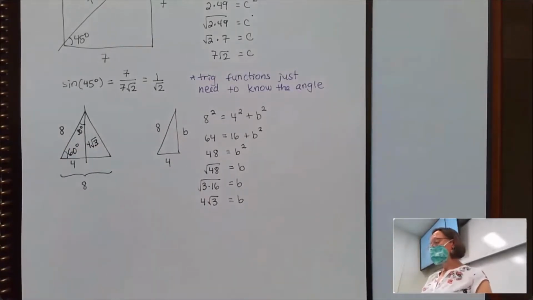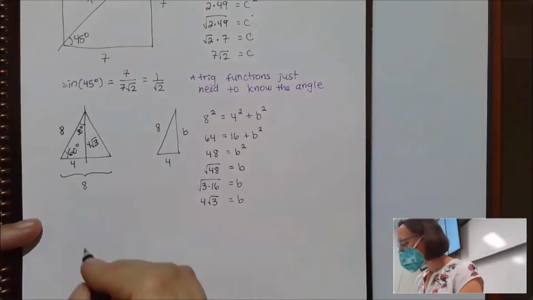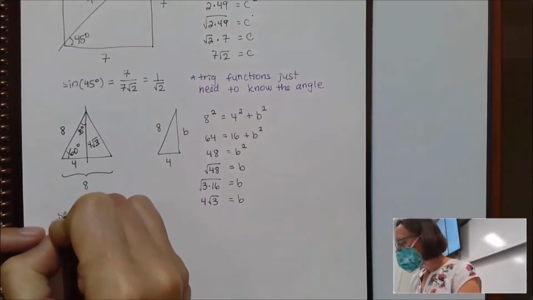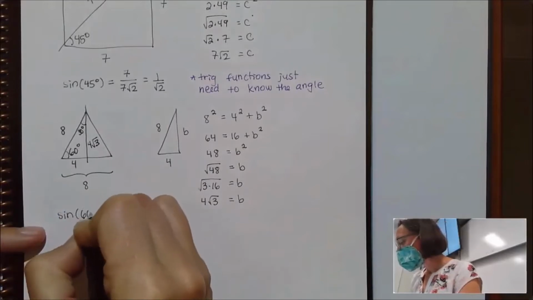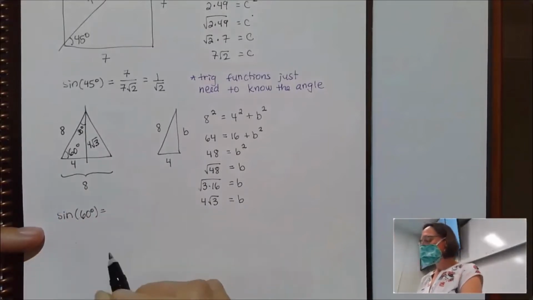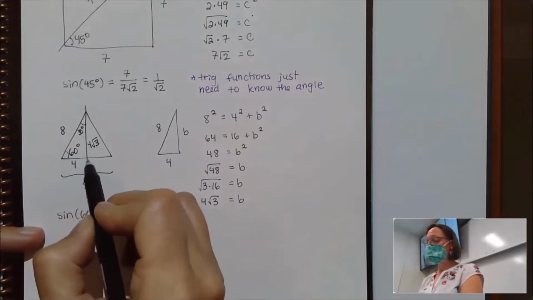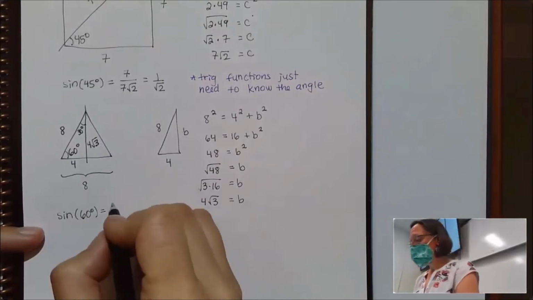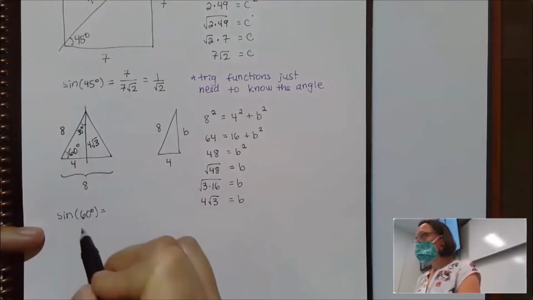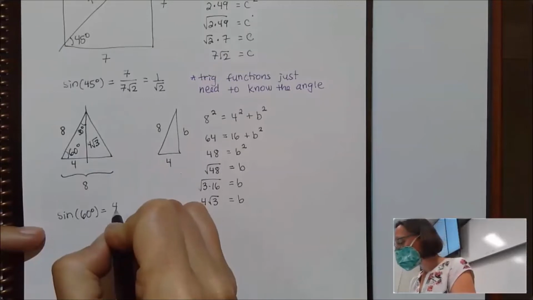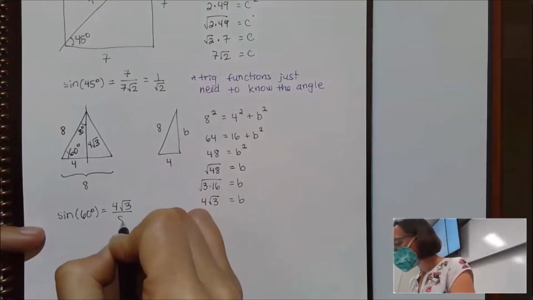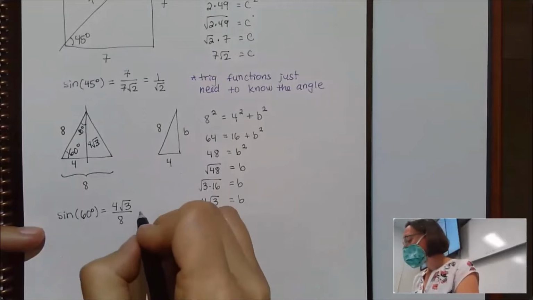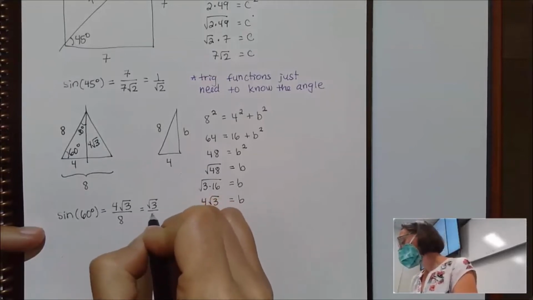Well, now this triangle has 2 different angles that we can work on. I can work on the 60-degree angle or the 30-degree angle. I'm going to go with my 60-degree angle first. So I could ask, what is sine of 60 degrees? And for that 60-degree angle, my adjacent side is 4, and the opposite side is 4 square root 3. So opposite over hypotenuse for sine, I'm going to have 4 square roots of 3 divided by 8. And if we simplify those fractions, I'm looking at square root of 3 over 2.